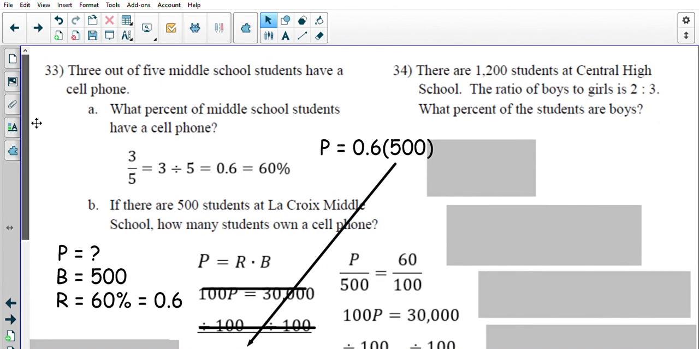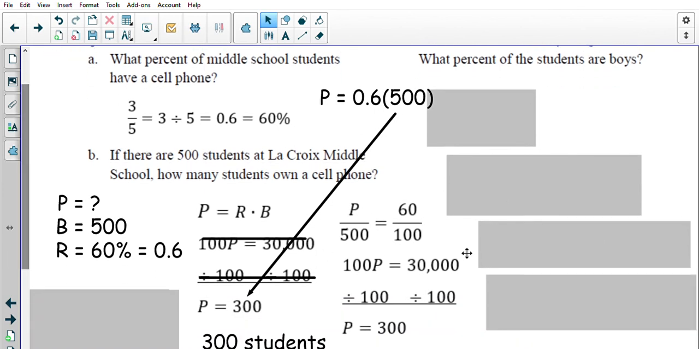So number 34, it says there are 1,200 students at Central High School. The ratio of boys to girls is 2 to 3. What percent of the students are boys? So it's really tempting to just do 2/3 and take 2 divided by 3. But here's the situation. I think it's underneath this box right here.